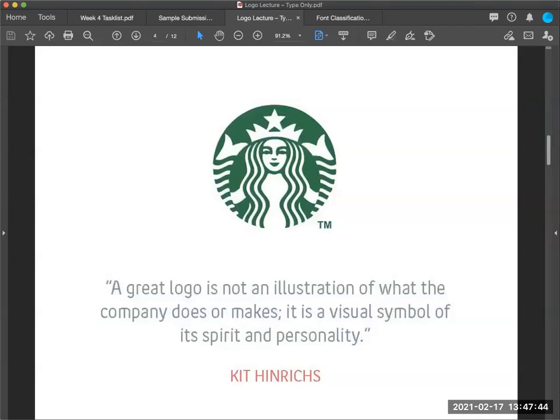A great logo is not just an illustration of what the company makes or does. So obviously Starbucks does not sell mermaids. That's not what they do. But if you learn about the origins of Starbucks and the location that the business started in, you'll understand the significance of the mermaid as both a personality and as a distinguishing mark for the business. And now we remember it for that reason.